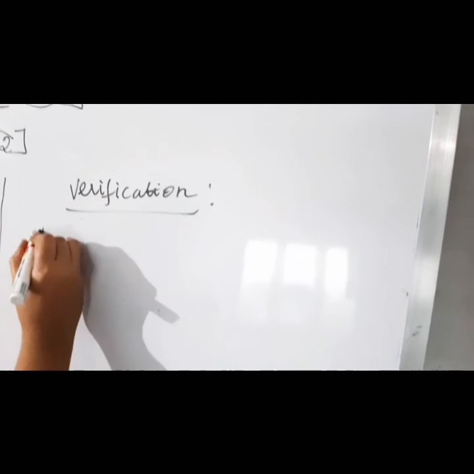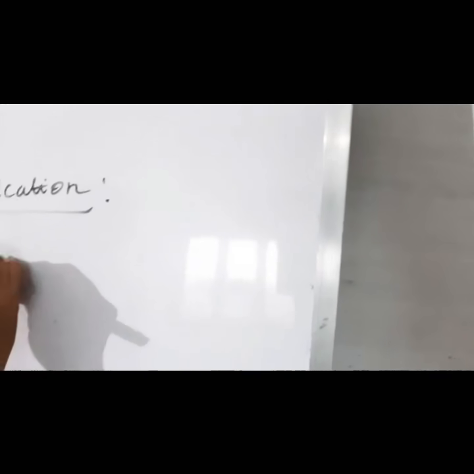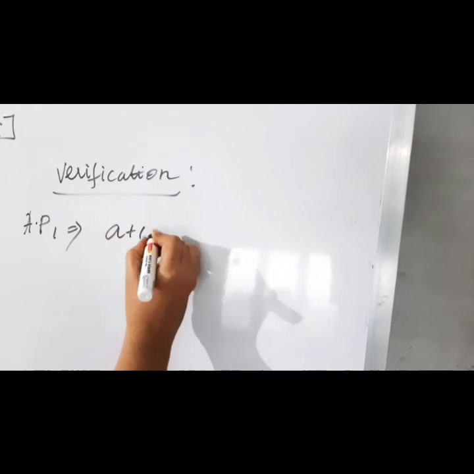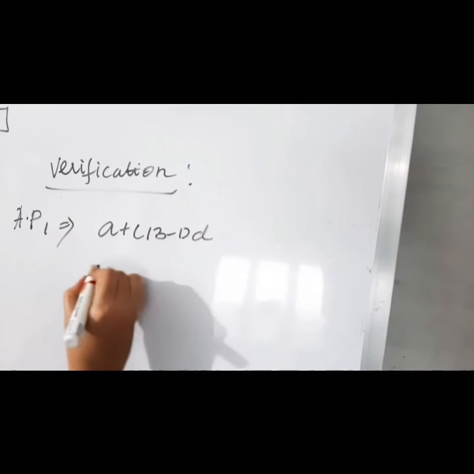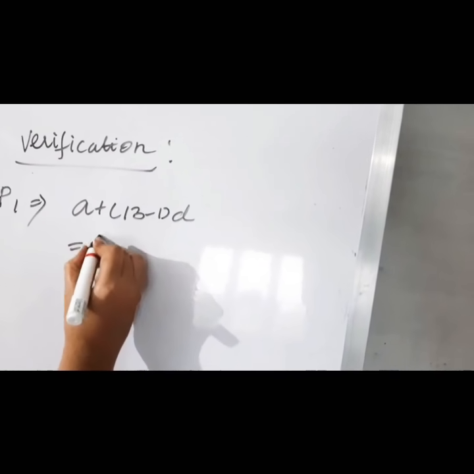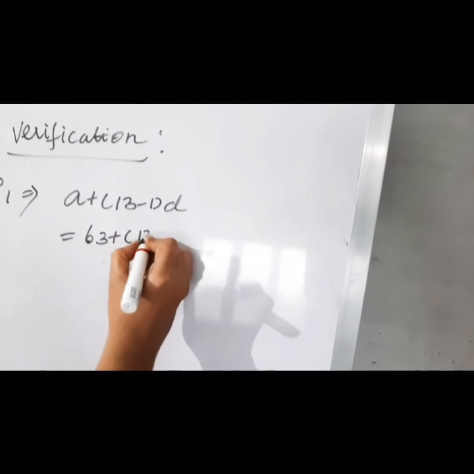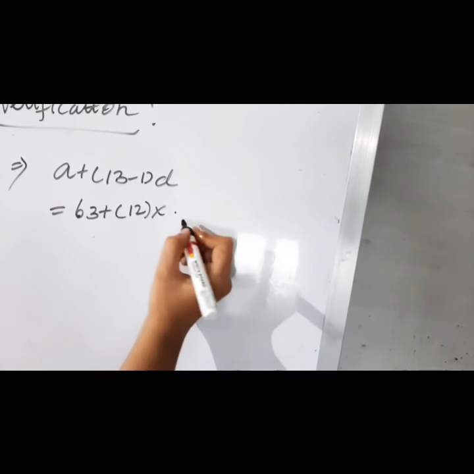We are cross verifying this for AP1. For AP1, A plus 13 minus 1 into D. What is A of the first AP? 63 plus 12 into, what is the value of D?